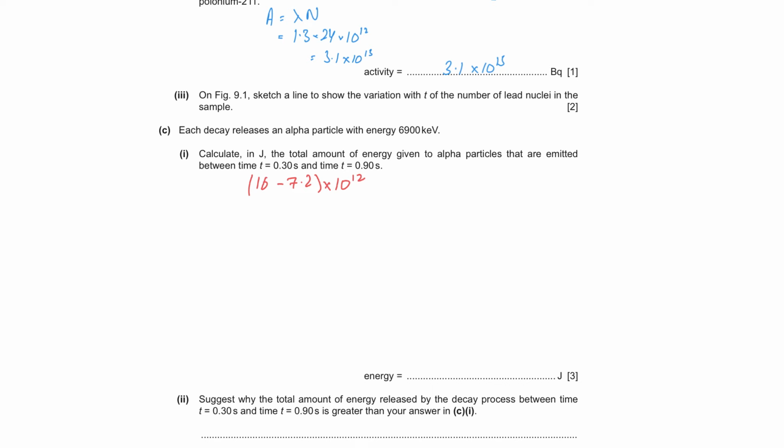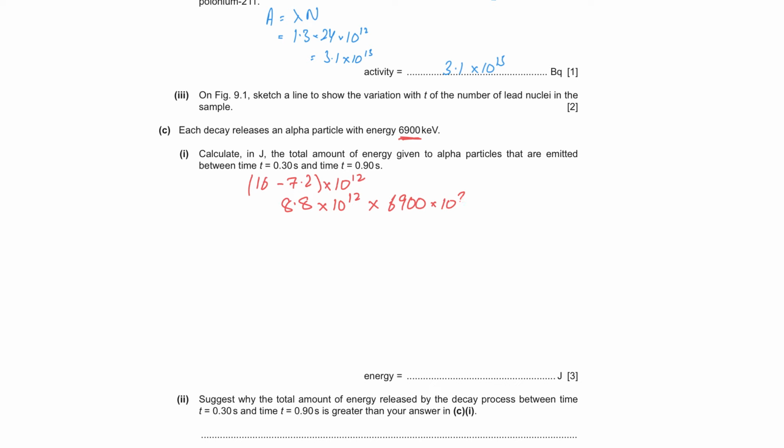This gives us 8.8 into 10 raised to the power 12 particles. Now each decay gives an energy equal to 6,900 kilo electron volts. These many particles would give 8.8 into 10 to the power 12 multiplied by 6,900. But they don't want the answer in kilo electron volts. They want the answer in joules. So kilo is basically 10 to the power 3.